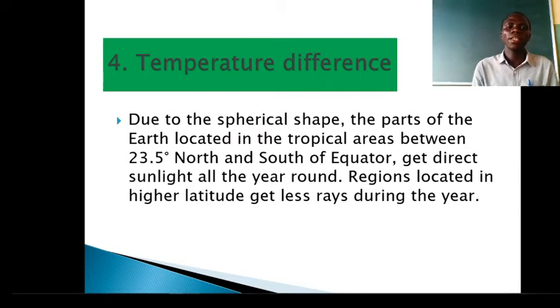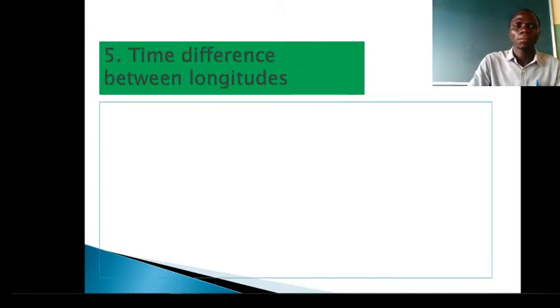Regions located in higher latitudes get less rays during the year. I mean regions near southern pole and regions near northern pole, they experience less sun rays during the year. This is because of Earth's rotation.